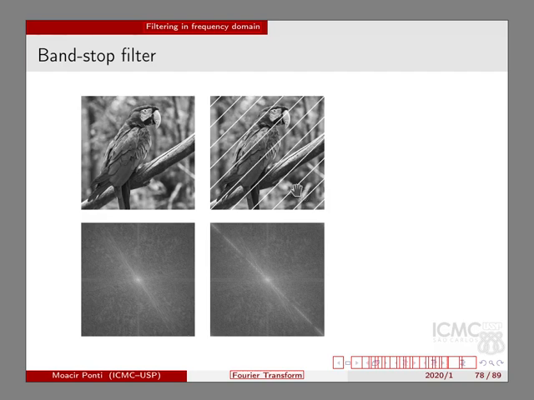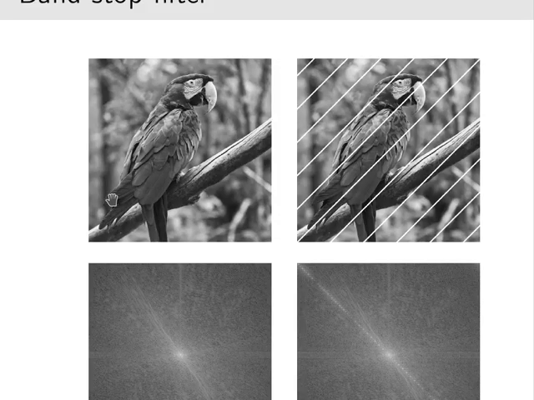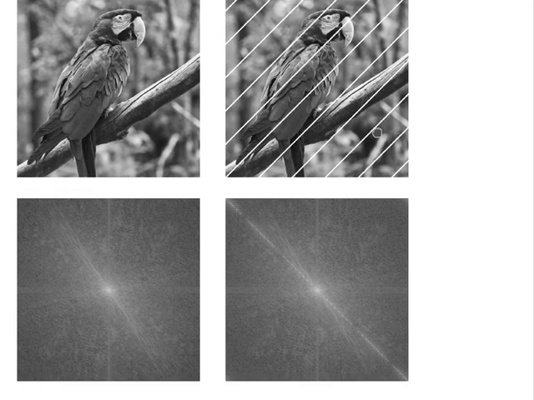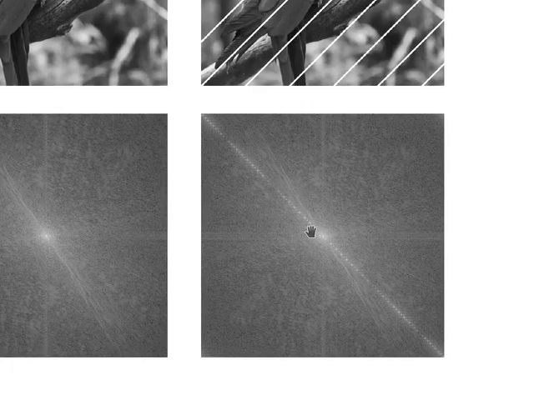And finally, an example of a band stop filter, which is usually used to remove interference at a given frequency value. I have this image of a bird, and this is the Fourier spectrum of the image. If I insert some interference, a regular pattern that is interfering with the image, the image now has new frequency values that are spread along this diagonal.